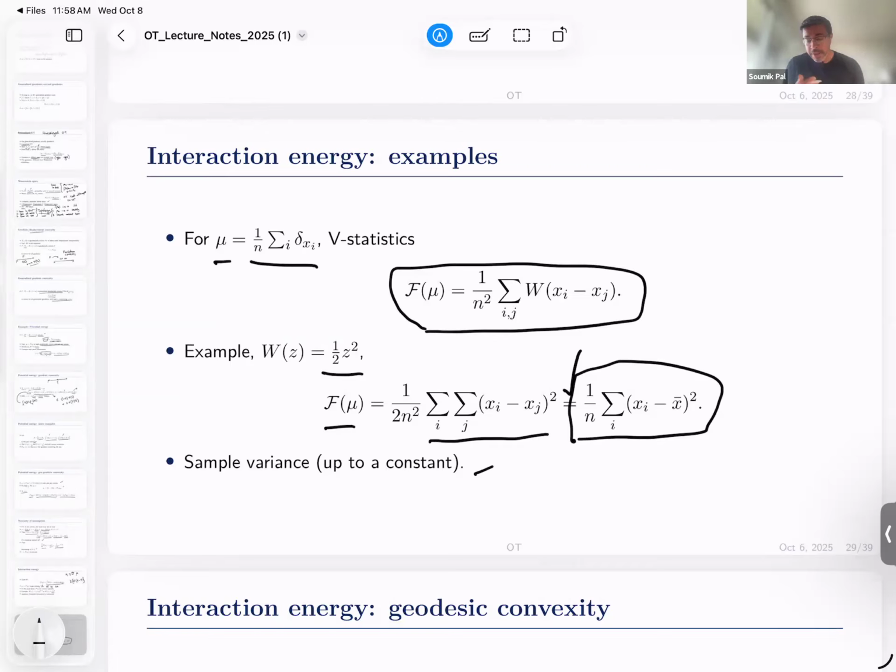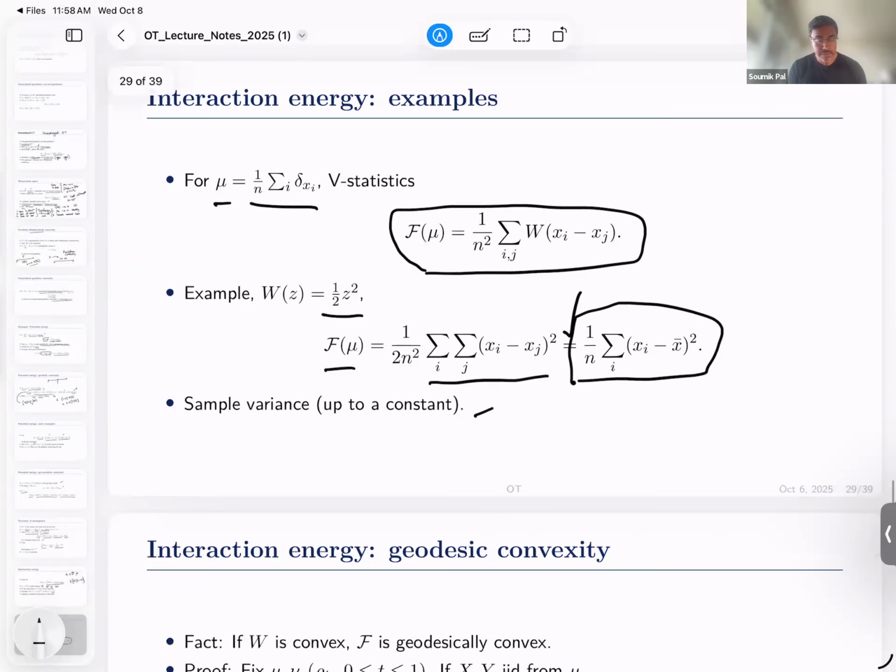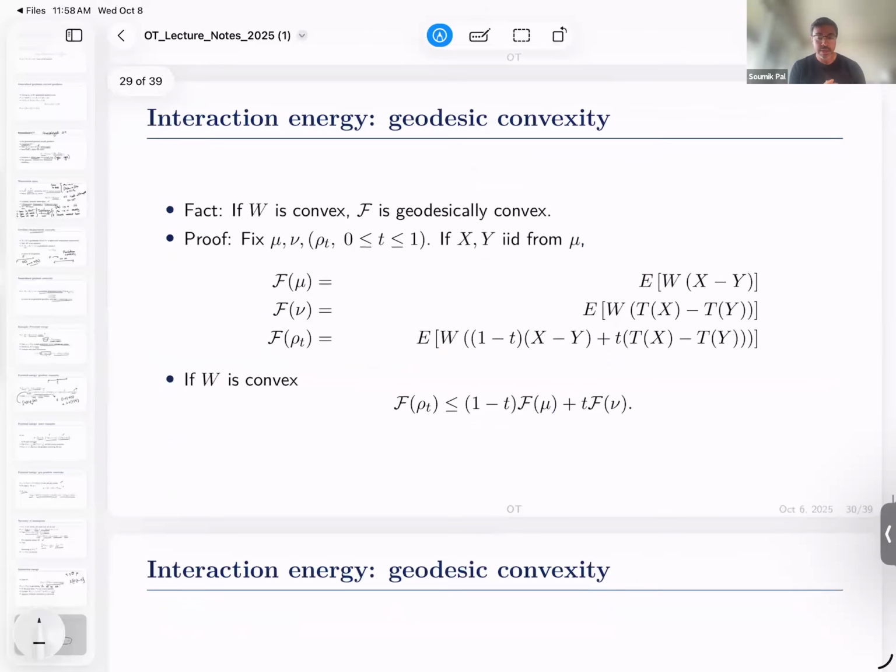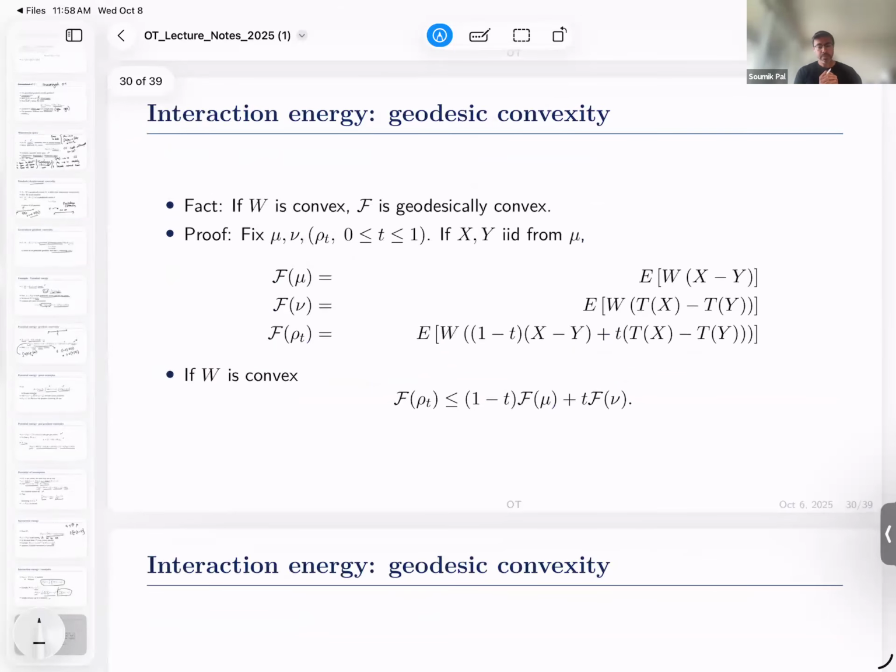Good. So there are many common examples of such things which are of this interaction energy, and therefore you want to know when this is actually geodesically convex. And this is a fact that I mentioned: if W is convex, then F is geodesically convex. So again, I want to emphasize this short proof here, because later we'll go to a more complex situation where I will not be able to give full details of the proof.